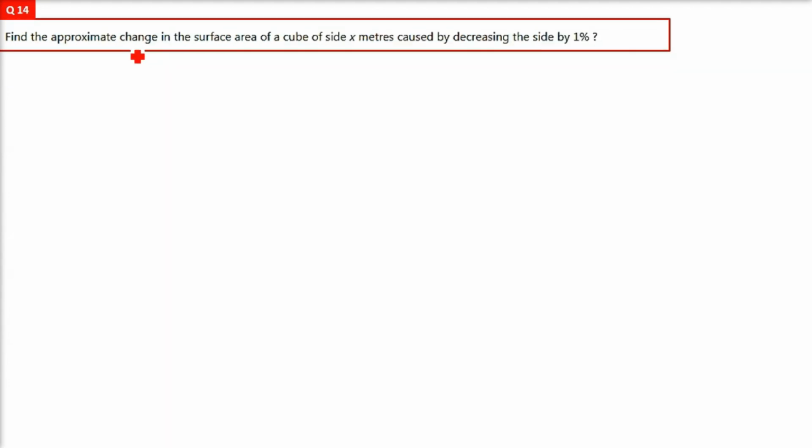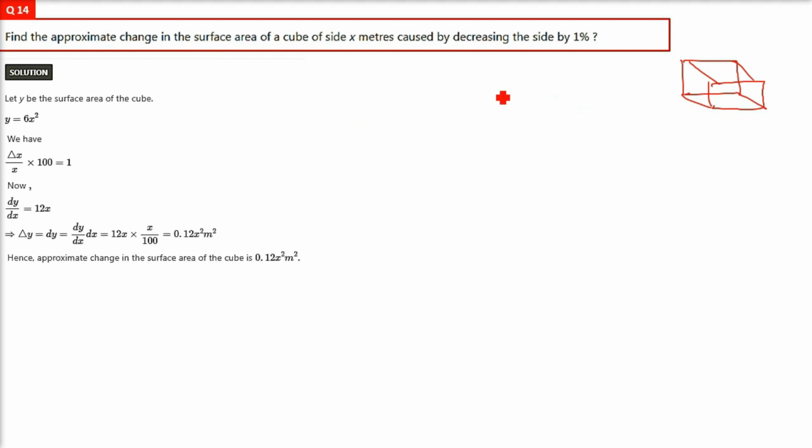Find the approximate change in the surface area of a cube of side x meters caused by decreasing the side by 1%. So a cube is a shape where all of the edges are equal. Everything is equal, even the opposite sides have the same dimensions. So x into x is the area of one face. There are 6 faces here. This one, that one, and the one opposite to that. So you have 6x square. 6x square is the surface area. Let us call it y.